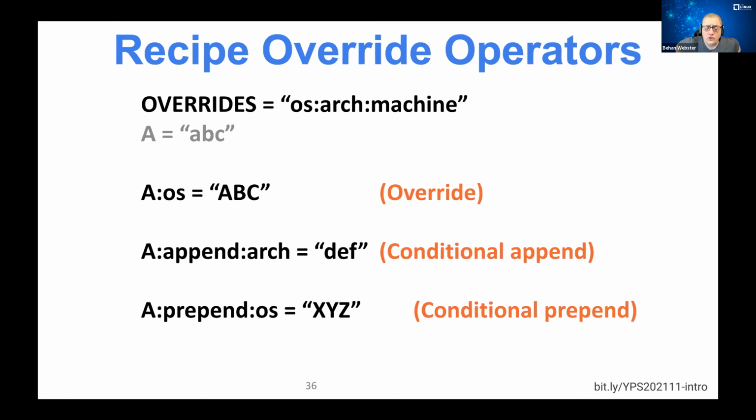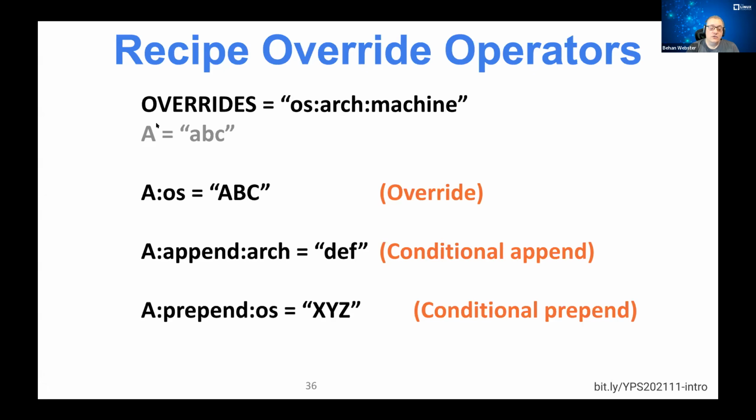We also have various what are called override operators. And so what this allows us to do is specify different overrides that can be set appropriately. Now, you would set them to whatever makes sense at the time. In this case, the example we've given is OS, Arch, and machine. Normally, you would specify things like Linux and ARM and whatever. But these are ultimately what are called overrides, and they allow you to change what happens based on whether or not they're set. So in the case of OS being set as it is here in the overrides, when we say A:OS equals ABC, we would override the value of A to ABC because OS is set.